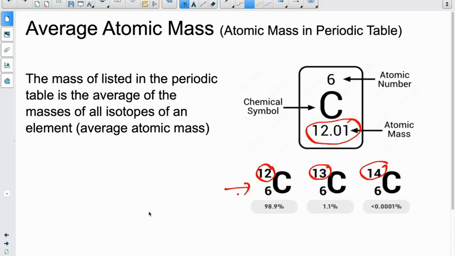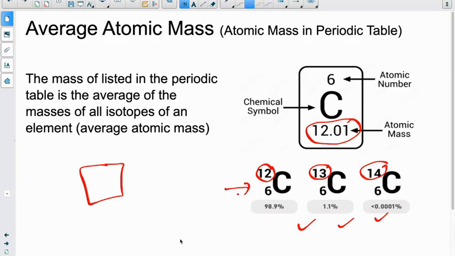So in this case, when I find a sample of carbon in nature, all three of these isotopes are actually present in there. So when I ask you, what is the mass of carbon? Well, the mass of carbon is not just the mass of one isotope, it's the mass of all of these isotopes combined. So we call that average atomic mass. This is the mass that's listed in the periodic table as the average of the masses of all isotopes.